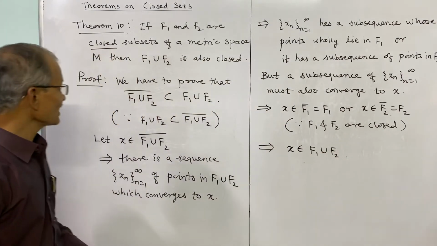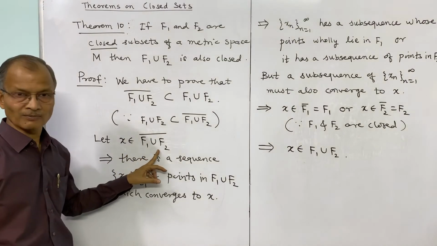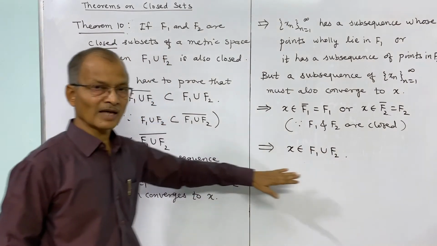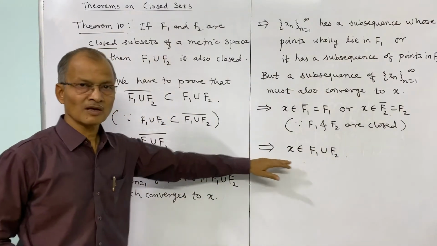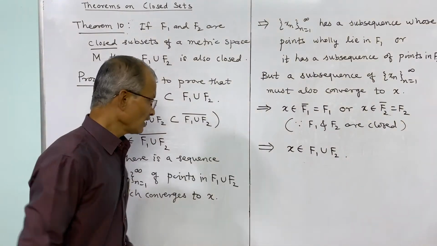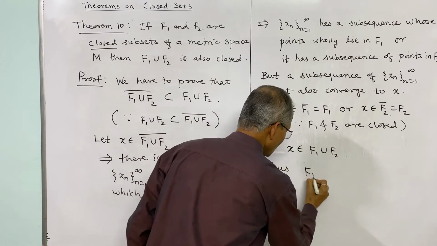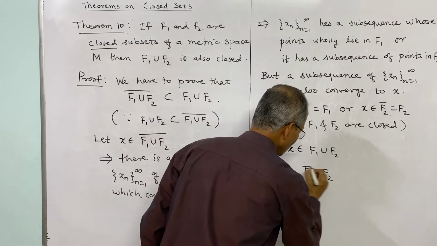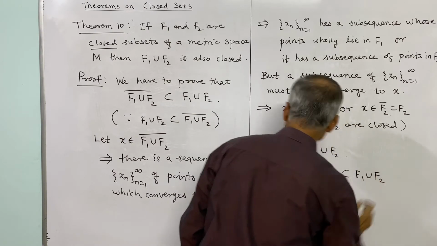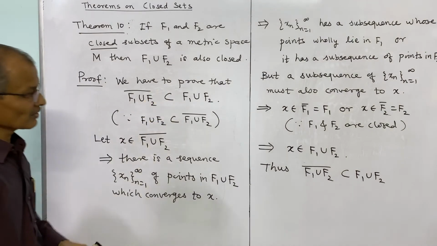And thus, starting with X belonging to the closure of F1 union F2, we have proved that X belongs to F1 union F2. That means the first set is a subset of the last one. And thus the closure of F1 union F2 is a subset of F1 union F2. This is what we wanted to prove, and this completes the proof.